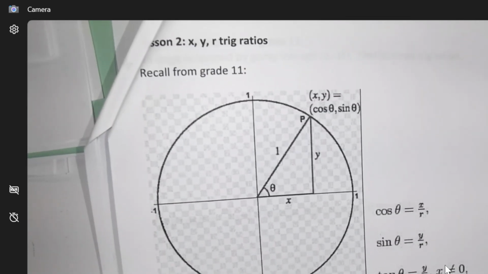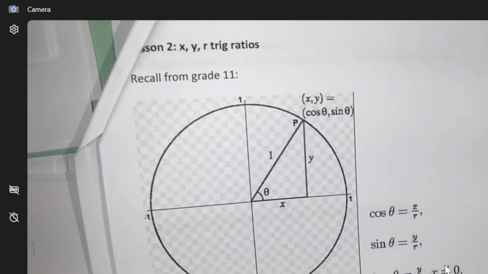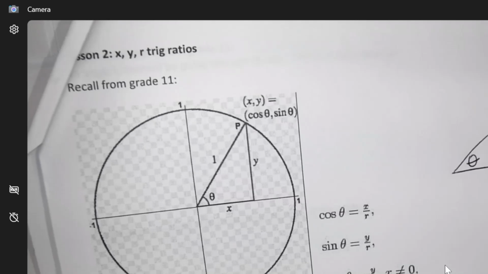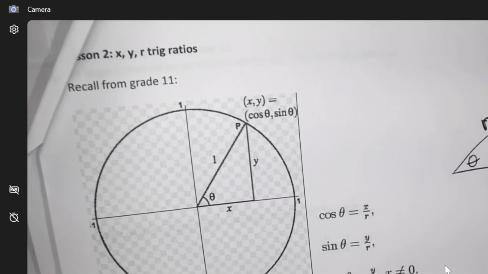Okay, we learned XYR ratios in grade 11 to do trig values. So this is some of the ideas we had in grade 11. Cosine is x over r. So x, this would be the radius. So x is always horizontal, y is always vertical, right? And a radius is a radius of a circle, so it's always the hypotenuse part.